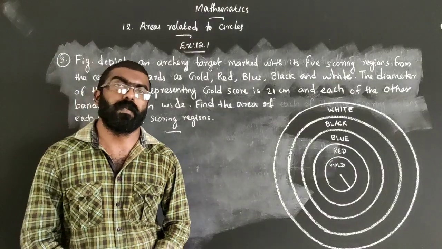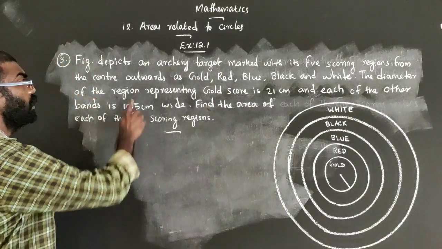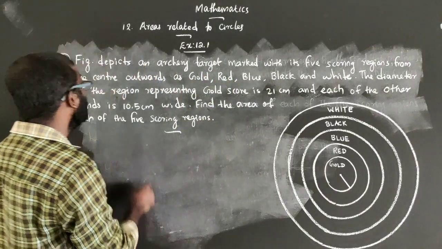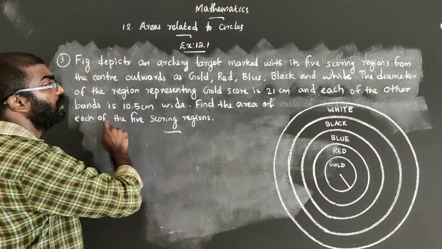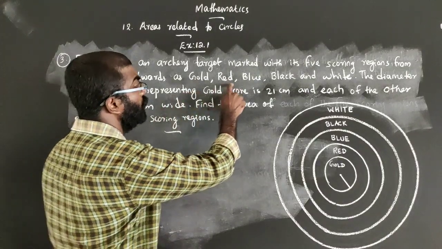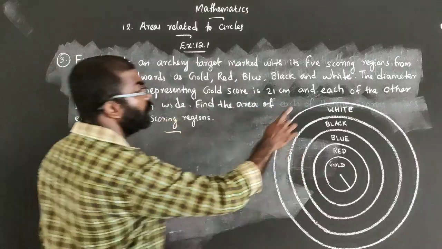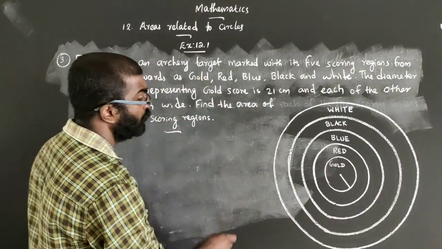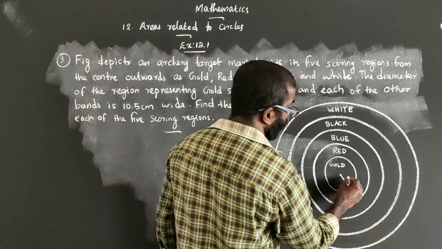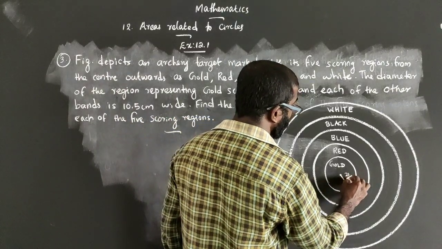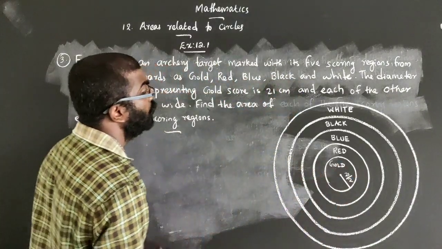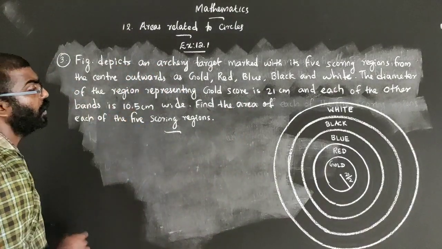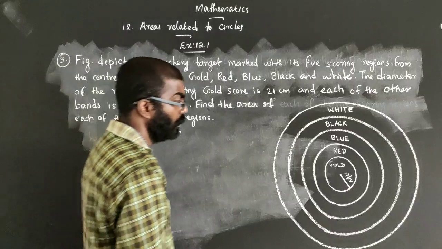Now we move on to question number 3. The figure depicts an archery target marked with its 5 scoring regions from the center outwards as gold, red, blue, black and white. The diameter of the region representing gold score is 21. So here it is 21 by 2. Radius is 21 by 2. And each of the other bands is 10.5 centimeter wide.